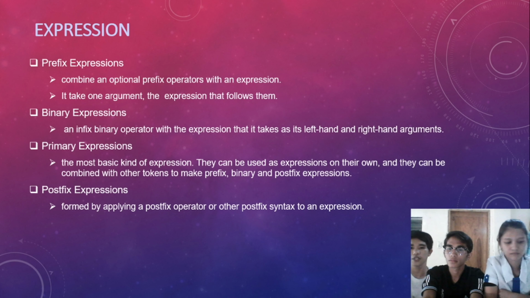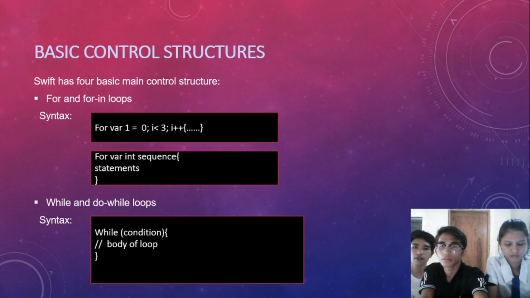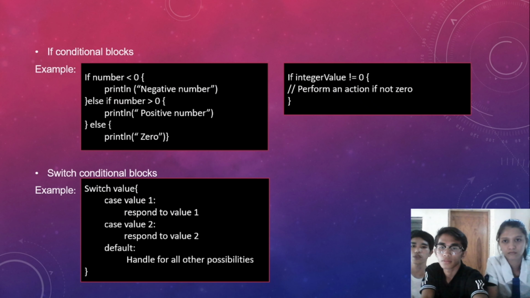The next is the postfix expression, formed by applying a postfix operator or other postfix syntax to an expression. An expression is called a postfix expression if the operator appears in the expression after the operand. Simply of the form operand, then operator. The basic control structures. Swift has four basic main control structures: for-in loops, while and do-while loops, if conditional blocks, and switch conditional blocks.